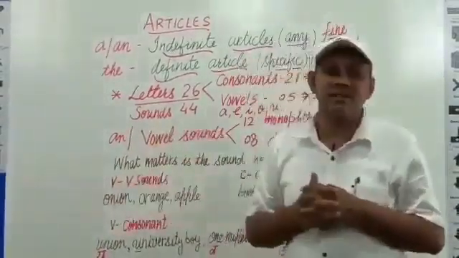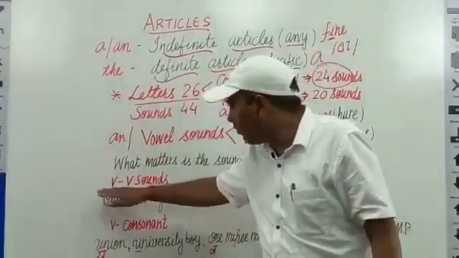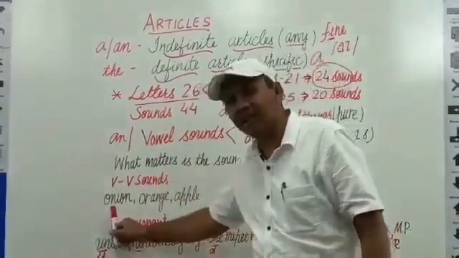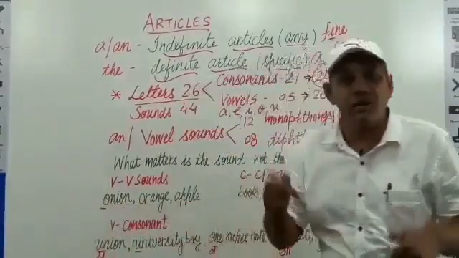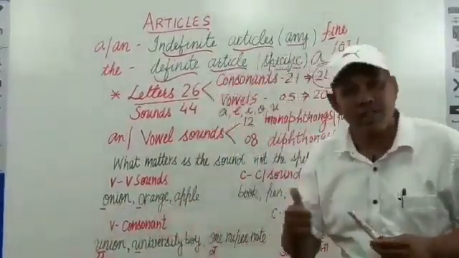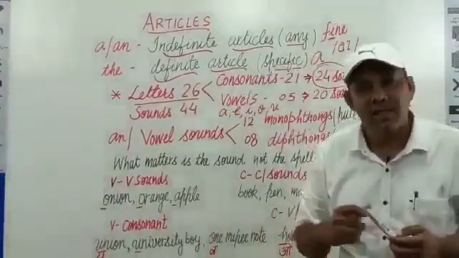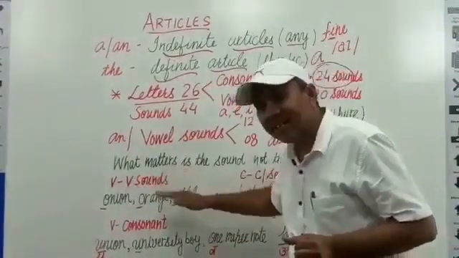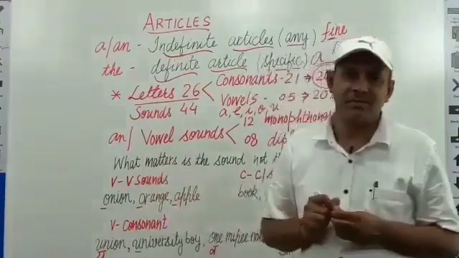article before the word. For example, in most of the words, vowels produce vowel sounds. For example, onion. Here, this letter O produces a vowel sound. Orange, this O produces a vowel sound. Apple, this A produces a vowel sound. There is no problem. The same vowel letter produces the same vowel sound.